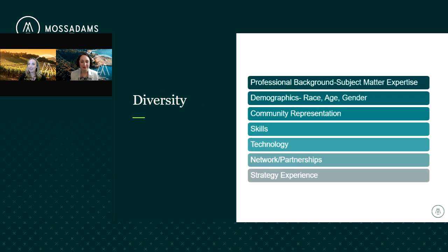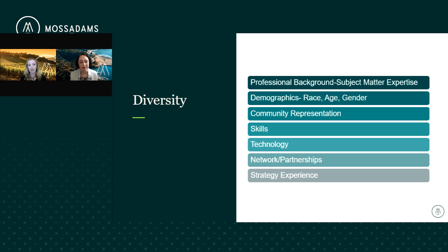Then we have the diversity piece. Of course, this is a very general term. There's many components of diversity that come into board composition. So what does this mean? There's obviously professional background. So really thinking about subject matter expertise that is going to be needed within your team, especially professional subject matter expertise, demographics, race, age, gender. Do you have a representation goal within your board? Really thinking about what that looks like.